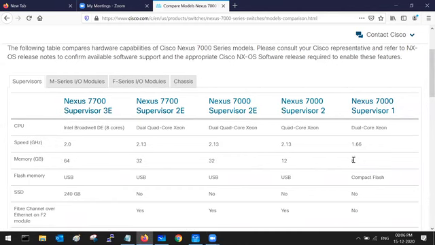All right, so the differences over here, guys. You can see on SUP 1 we had 8 GB of memory. This was the very old supervisor module, and it's kind of end of life. Actually you cannot say end of life because Cisco does provide support on SUP 1, but the customers do not invest in SUP 1 anymore because of the lower amount of memory and the clock speed.